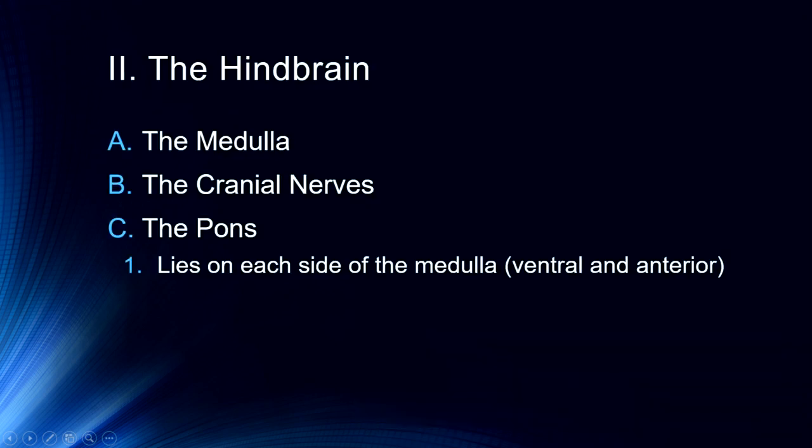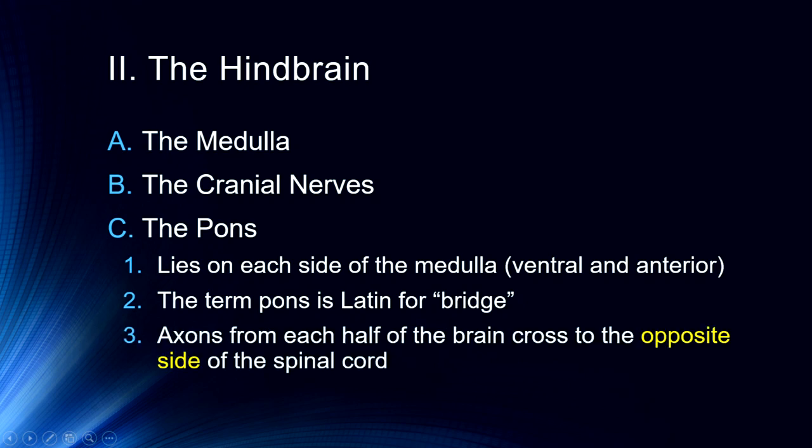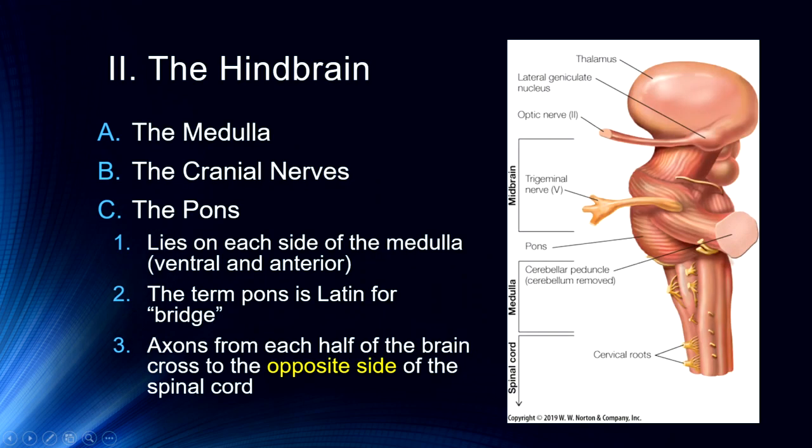The pons then lies on each side of the medulla. There is a ventral and anterior. Ventral and anterior to each side of the medulla. The term pons is Latin for bridge, and essentially the pons is where the axons cross to the other side of the spinal cord. So remember, the right side of your brain controls the left side of your body. Left side of your brain controls the right side of your body. Those neurons cross over at the pons. So you can see that.